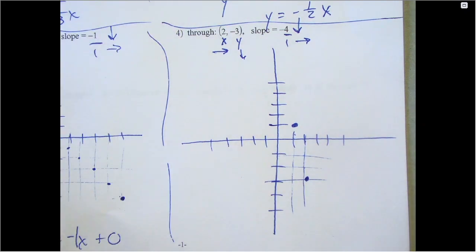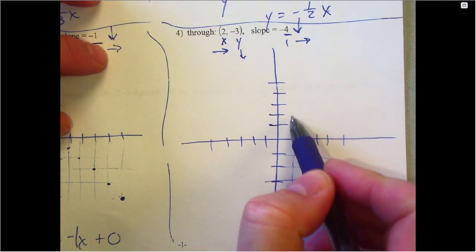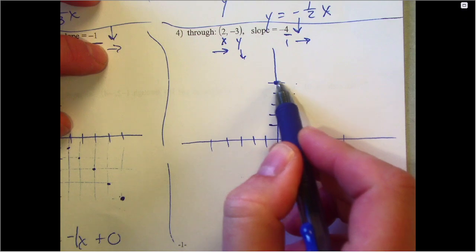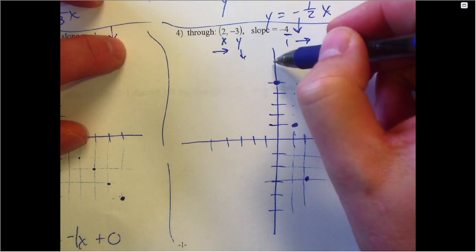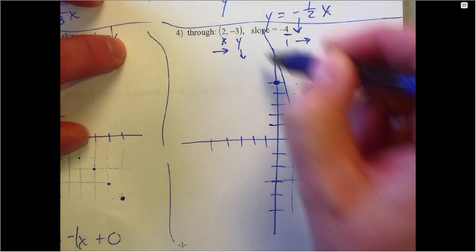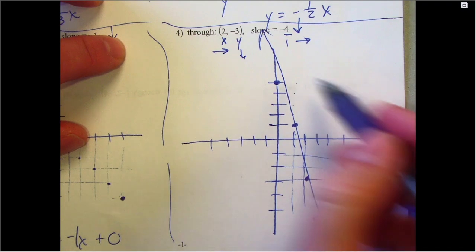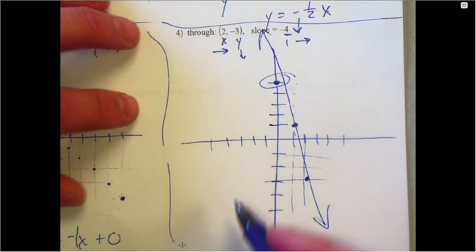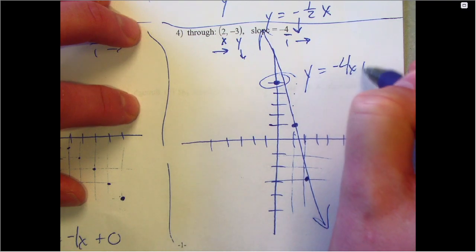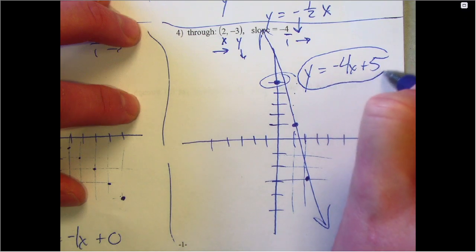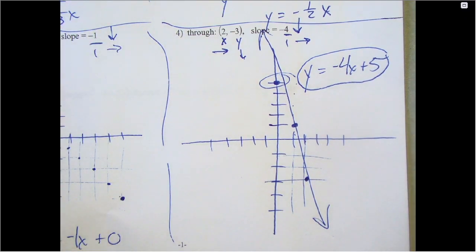And I'm not at the y-axis yet, but am I getting closer? I am, so I could just do it again. So up 4, left 1. Again, I'm doing the opposite because I would have run out of graph the other way. And then if you draw that right, it crosses through at 5. So that would be your equation.